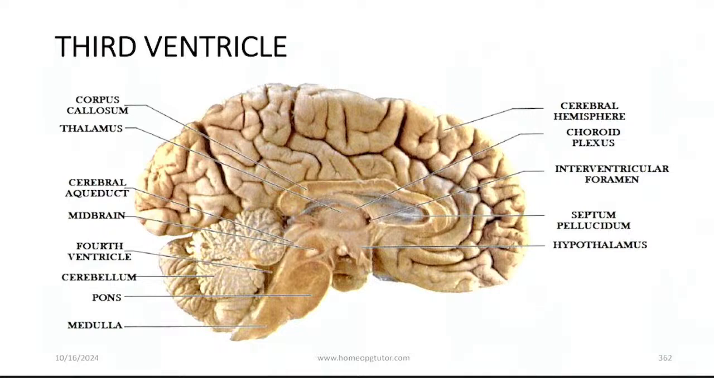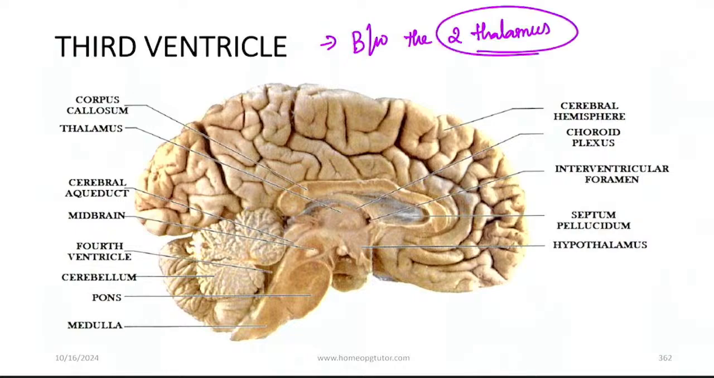The lateral ventricles connect to the third ventricle via the foramen of Monro, and the third ventricle is situated in between the two thalamus. In between the two thalamus. That is the thing you need to remember.